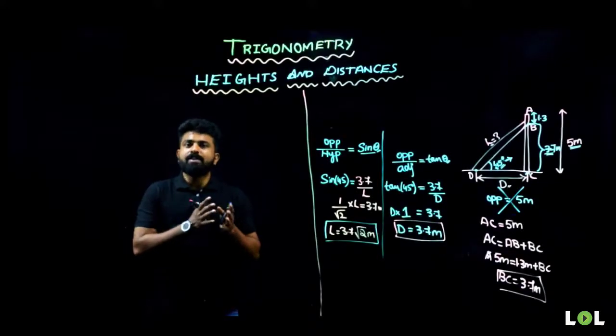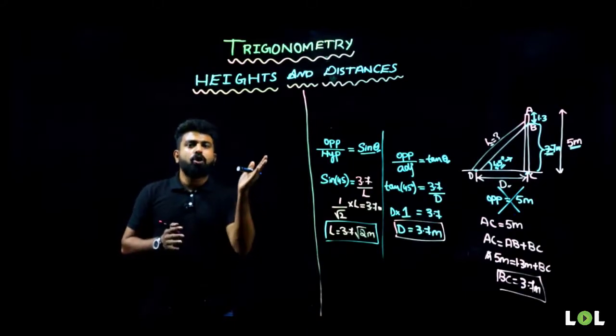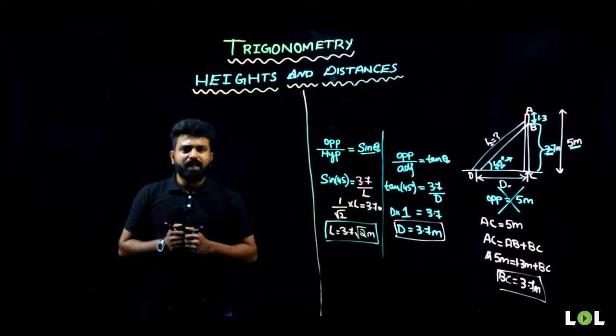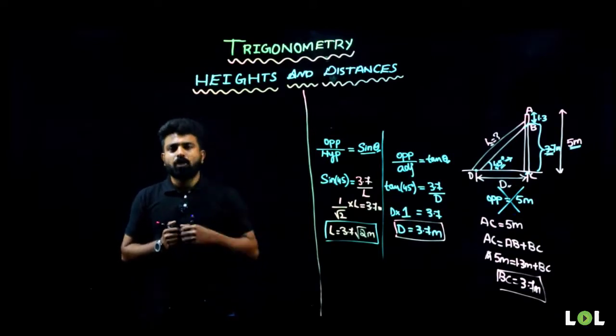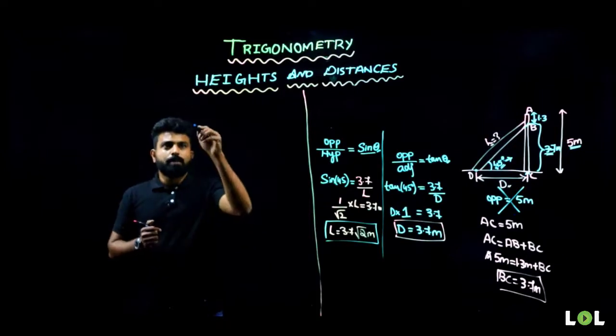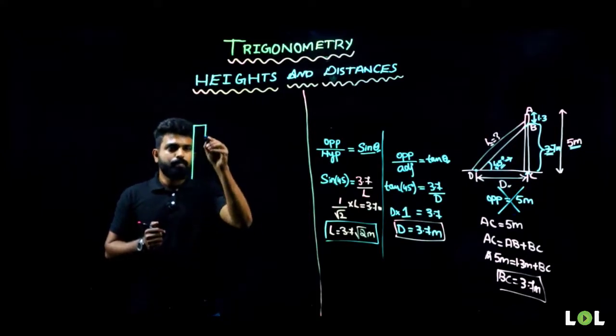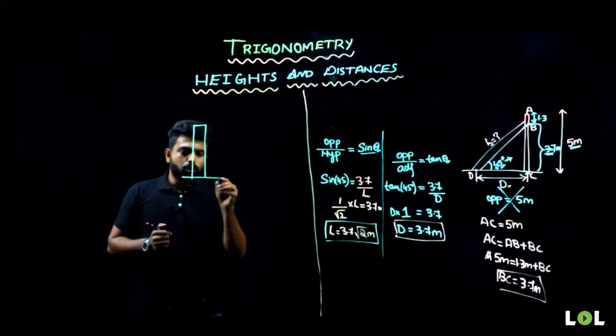Now, whatever we have done with problems till now, was the angle above the horizontal, that is, the angle of elevation. Now, let us see a problem on angle of depression. Let me take up this problem here. Let's say there's a building. The building is on the ground.